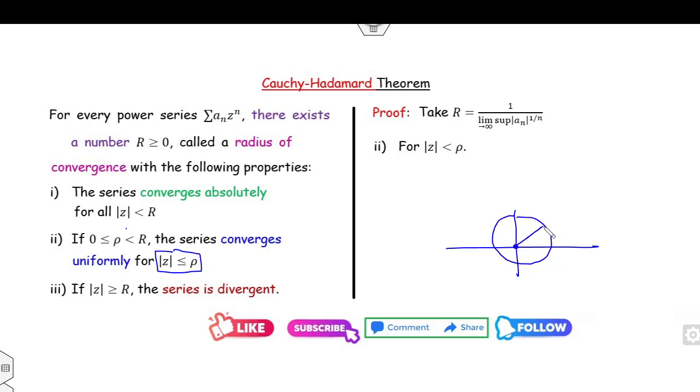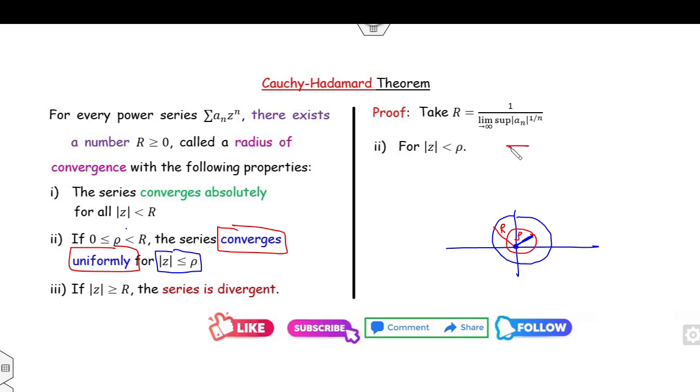Now in this case, the radius is rho, and rho is also less than r. So basically, this is my rho up to here. So that means this is my circle of the radius rho, and this is the complete r. Now your target is to prove it is uniformly convergent.